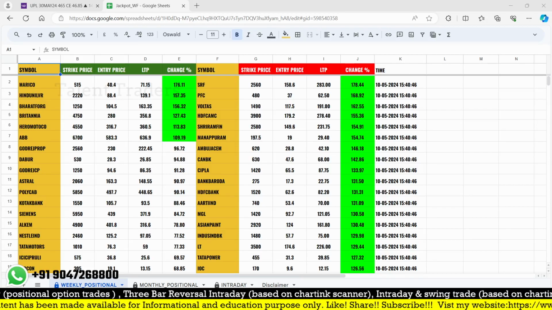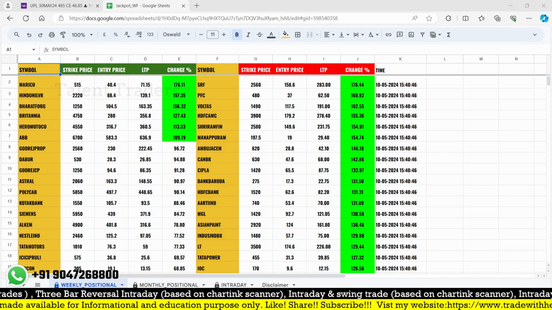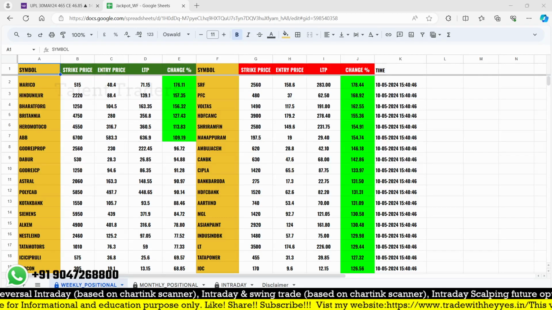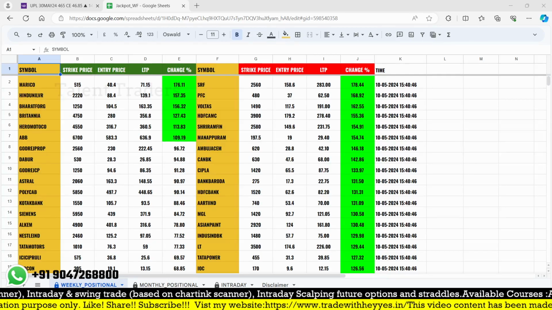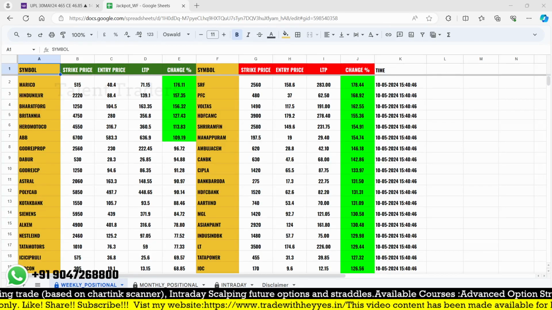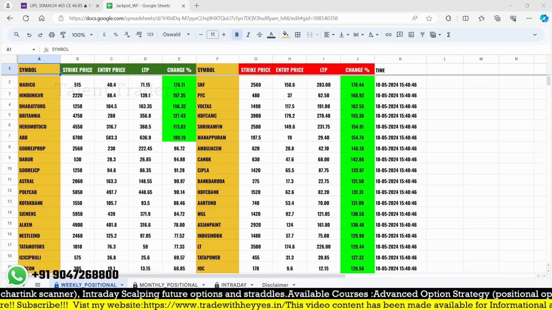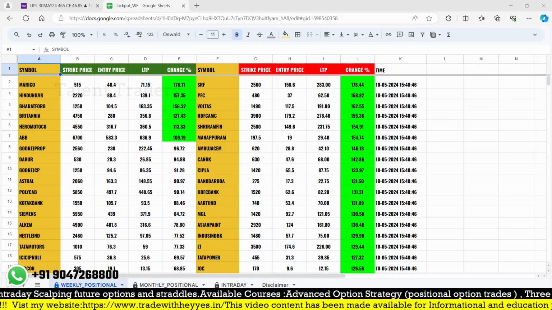You should hold up to Friday. So this weekly sheet updates its strike price and entry price every weekend. That means after the end of Friday, or maybe on a Monday, it is updated. So it would be for Monday to Friday levels.